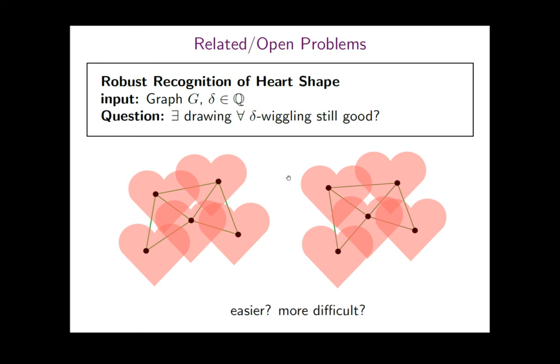It's not clear if this becomes easier or more difficult. Maybe it becomes easier, so we should really look at these robustness notions. Maybe we get not just better solutions because they're robust, but also we can compute them more easily. That would be nice.